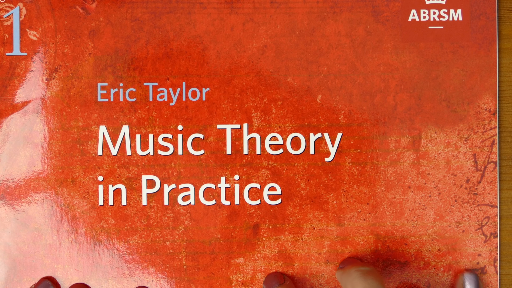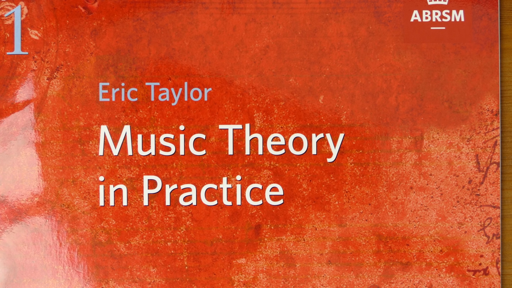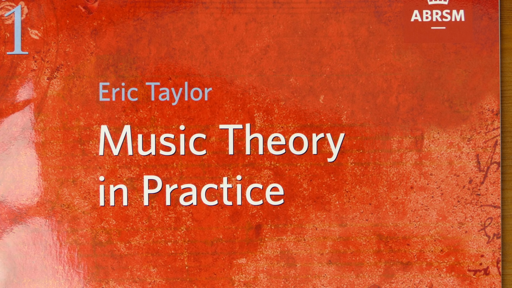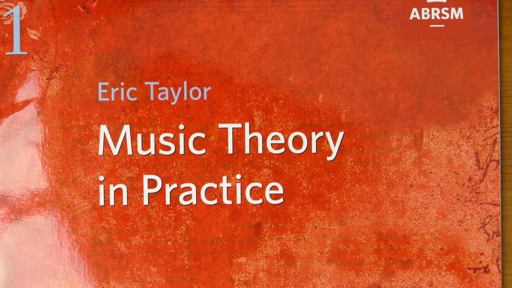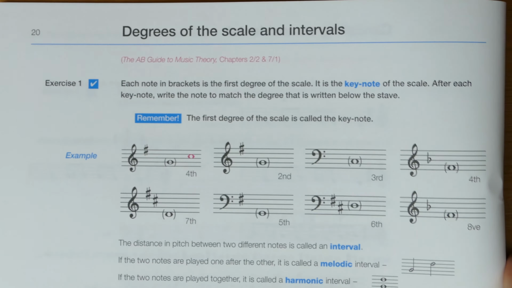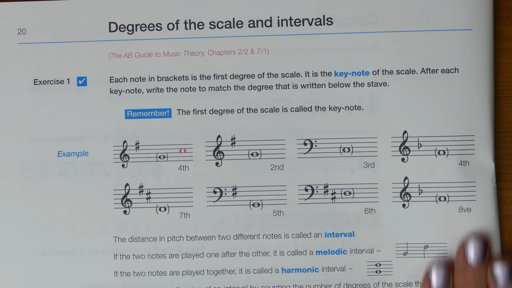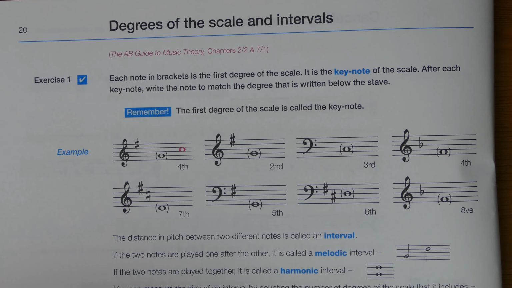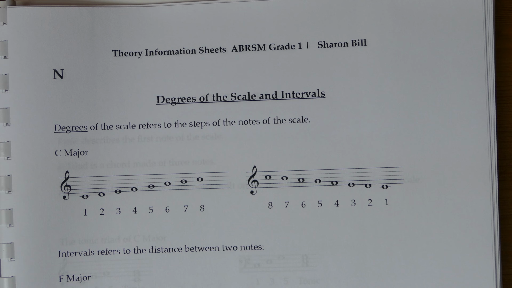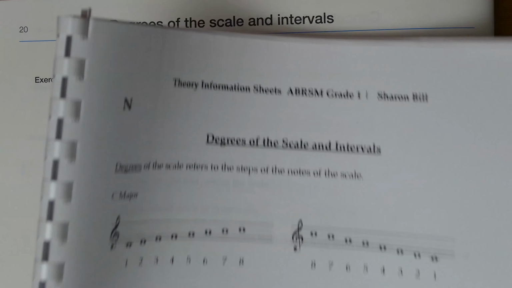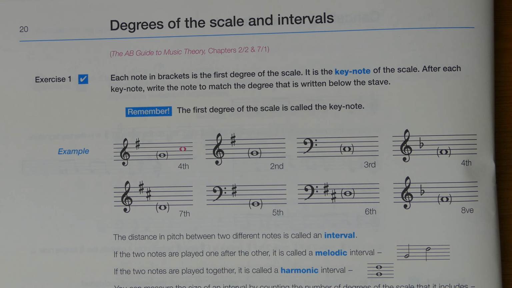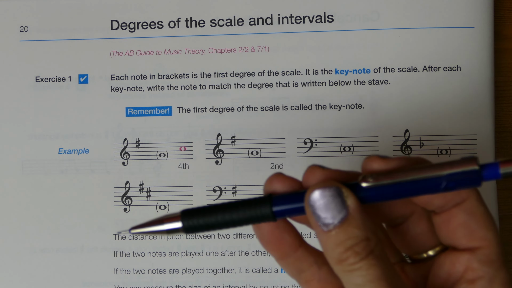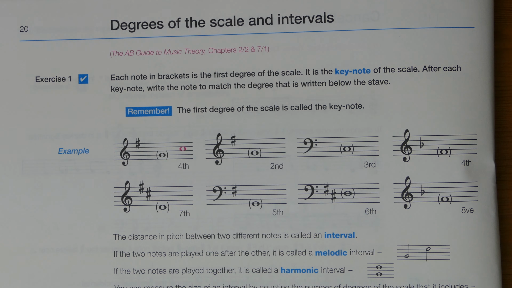We're now on to section N, which is the degrees of the scale and intervals. So if you turn in your workbook to page 20, and if you access those PDF information sheets I mentioned on my website and refer to sheet N, that's the information that we'll be using for this section. You will need a sharp pencil, so either make sure your traditional pencil is super sharp or use a technical pencil, a propelling pencil, and you will probably need an eraser also.